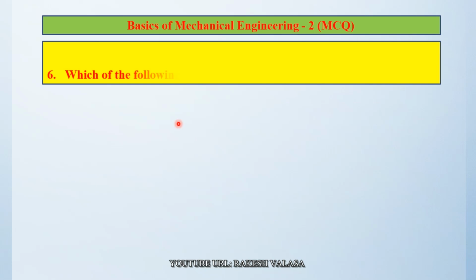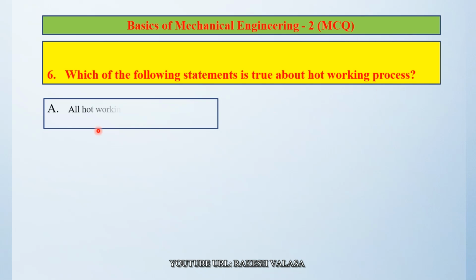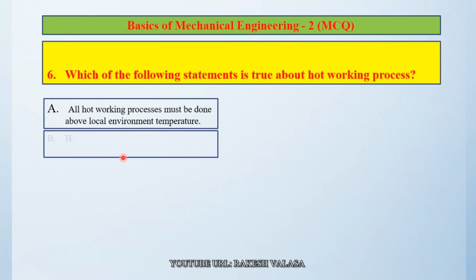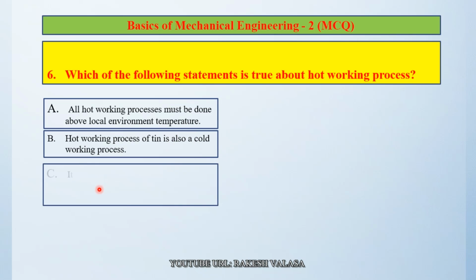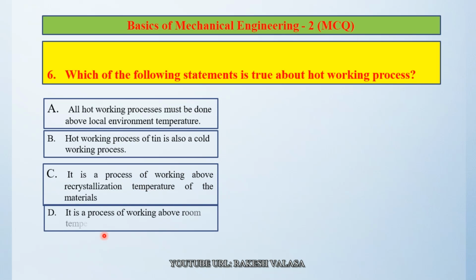Question number 6. Which of the following statements is true about hot working process? Option A. All hot working processes must be done above local environment temperature. Option B. Hot working process of tin is also a cold working process. Option C. It is a process of working above recrystallization temperature of the materials. Option D. It is a process of working above room temperature.